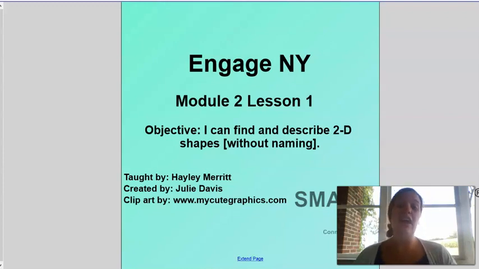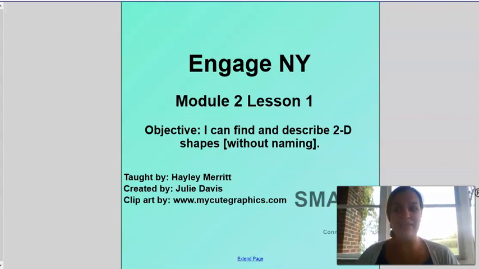Our objective is I can find, so we can look and see, and describe, so we can use maybe some descriptor words like their colors, maybe how many sides they have, 2D shapes, so those flat shapes, not the ones that are 3D, but 2D shapes. But today we're not going to focus on their names. So our objective, once again, is I can find and describe 2D shapes. When you have something to write with and something to write on, go ahead and unpause me.